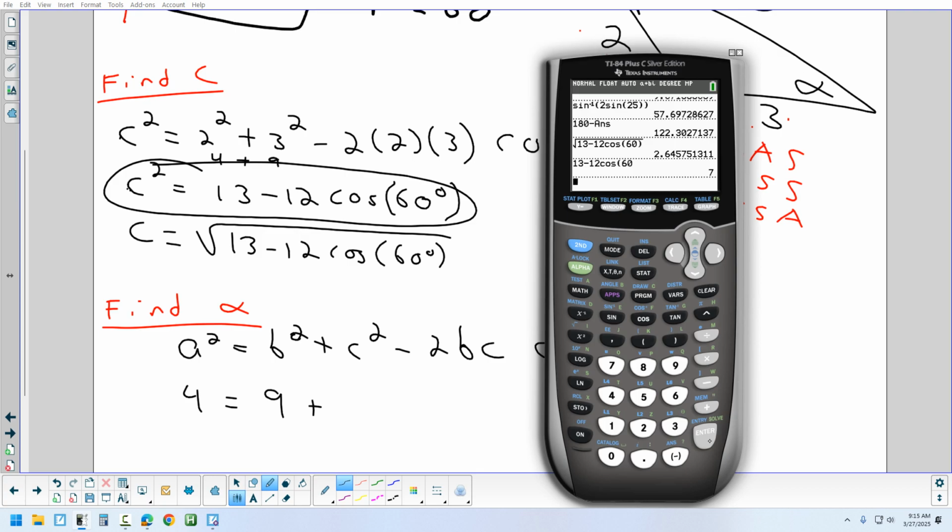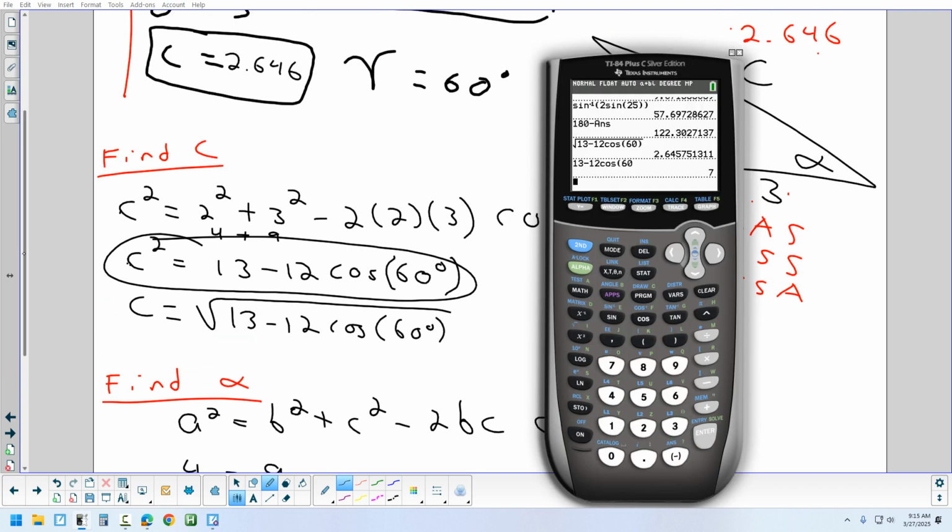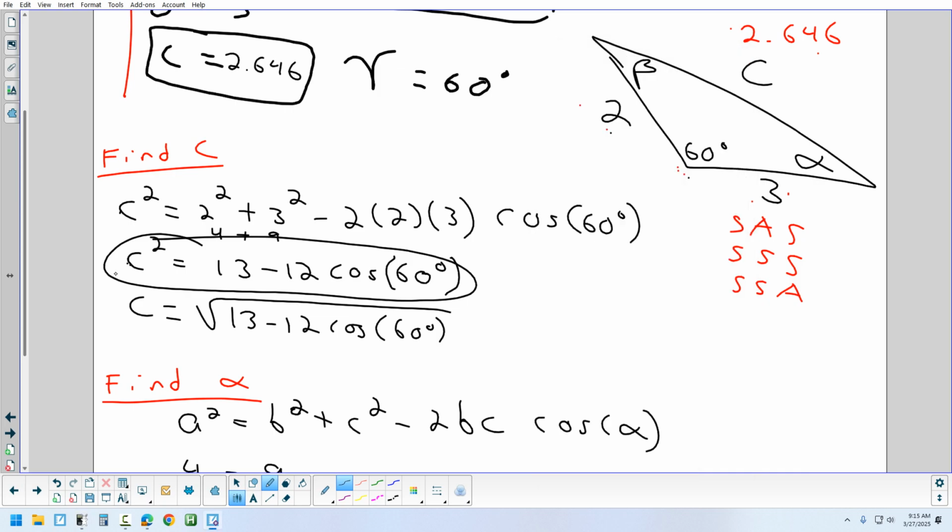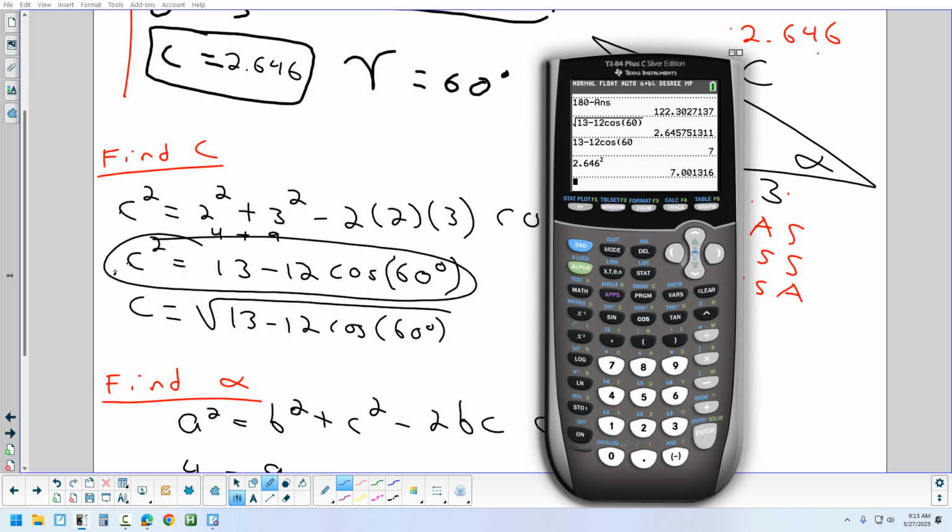7. If I had taken what I had for c, 2.646, and squared it, I would have gotten that. Are those the same thing? No. The reason the bottom one is like that is because we rounded. If you go back to what you had at this step, there was no rounding, and it gives me a nicer number to work with. I don't have to work with a decimal. So c squared is 7, not 7.001.